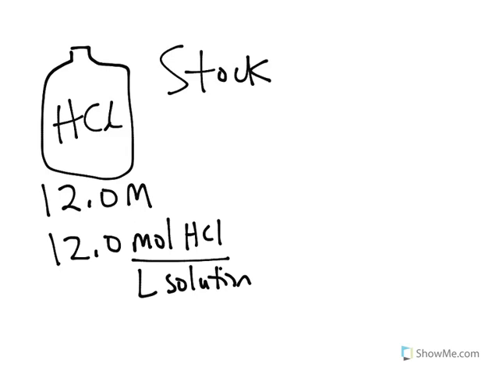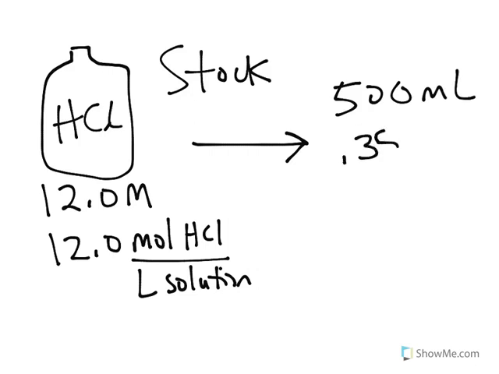And let's say that for the lab, 12 molar is pretty concentrated. Let's say that whenever we're doing an experiment in class, we need something a little bit more dilute. And so we want to dilute this down so that we have 500 milliliters of a 0.35 molar solution, which is a whole lot easier on your skin if you drop it on yourself. Won't burn a hole in you.